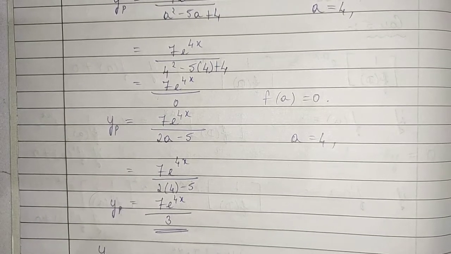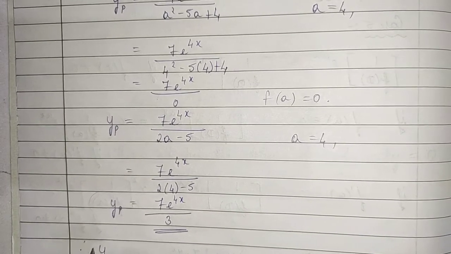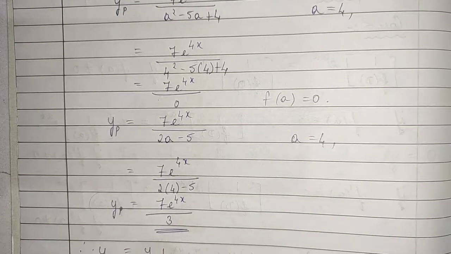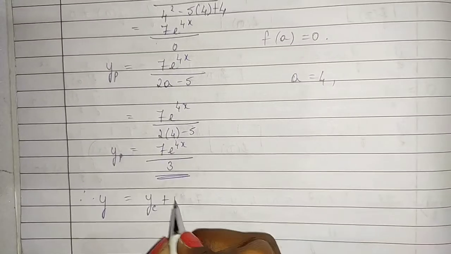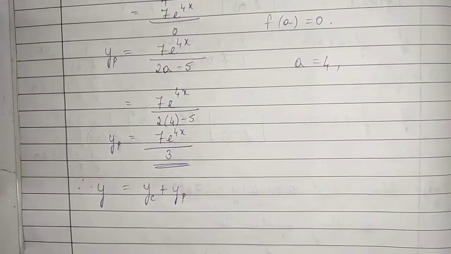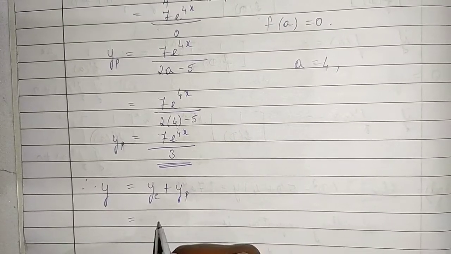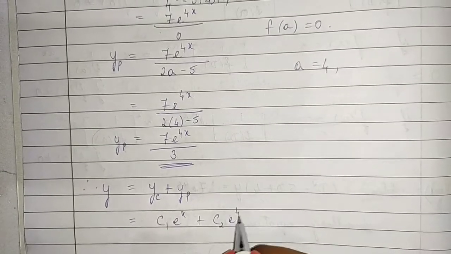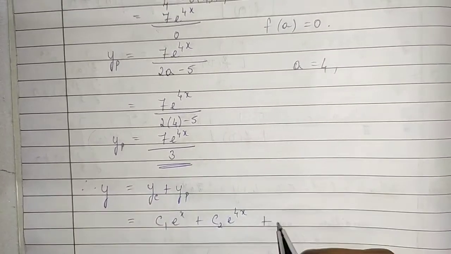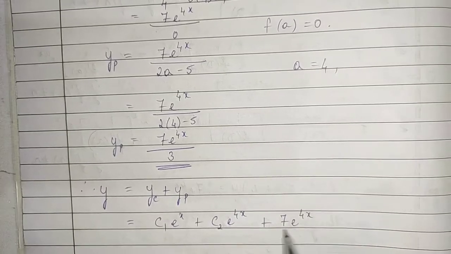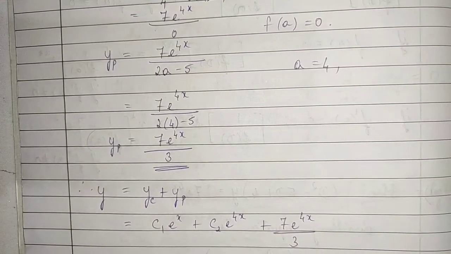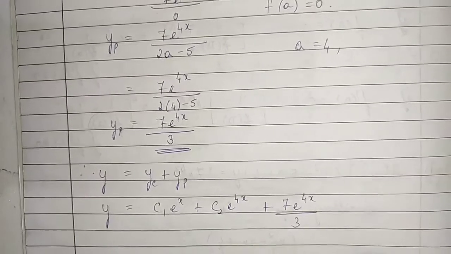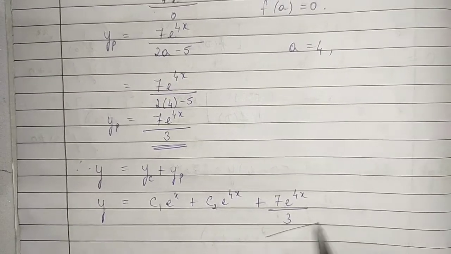So your complete solution will be y is equal to yc plus yp. We found yc as c1 e to the power of x plus c2 e to the power of 4x, and yp is 7 into e to the power of 4x divided by 3. So this is your required solution.